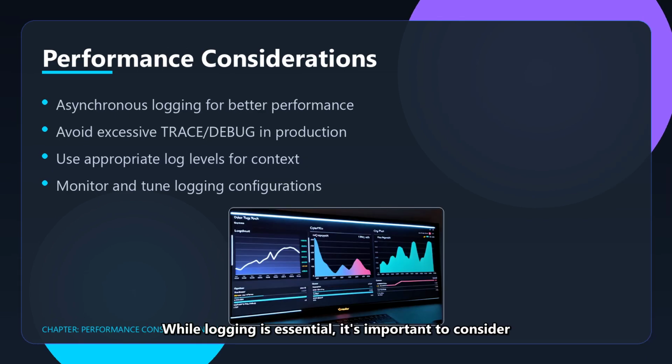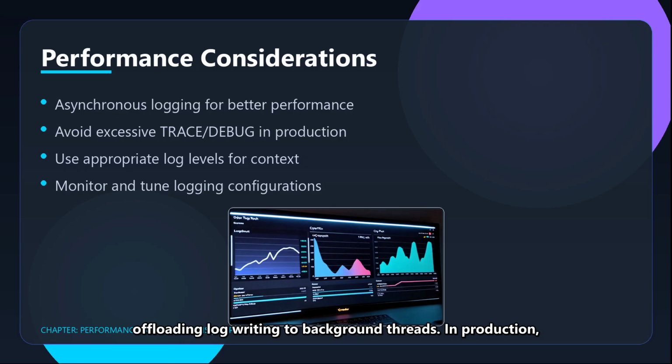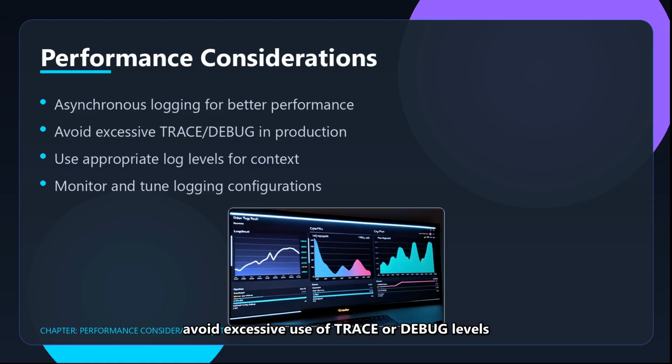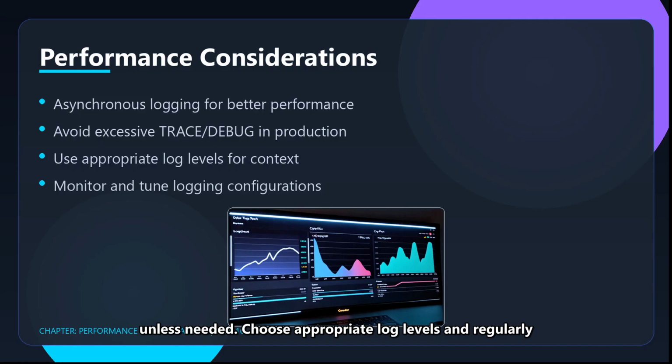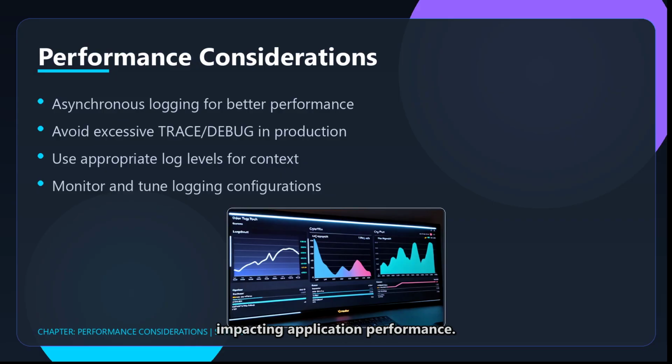While logging is essential, it's important to consider performance. Asynchronous logging can significantly reduce overhead by offloading log writing to background threads. In production, avoid excessive use of trace or debug levels unless needed. Choose appropriate log levels and regularly monitor your logging setup to ensure it's not impacting application performance.